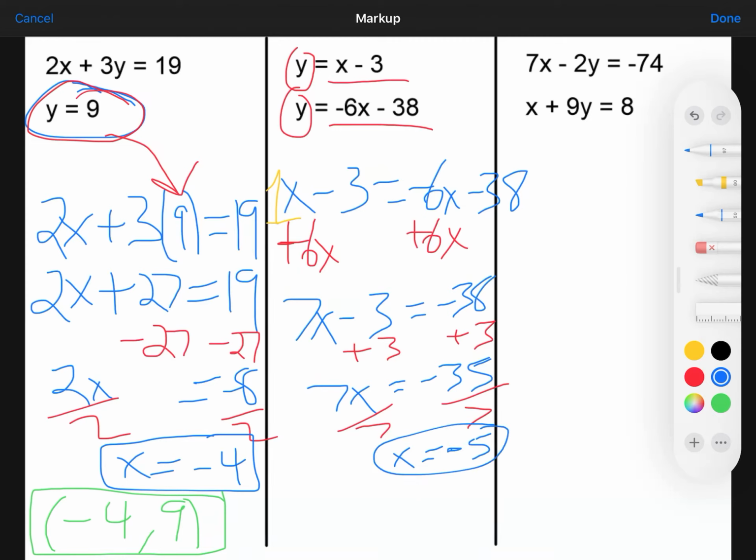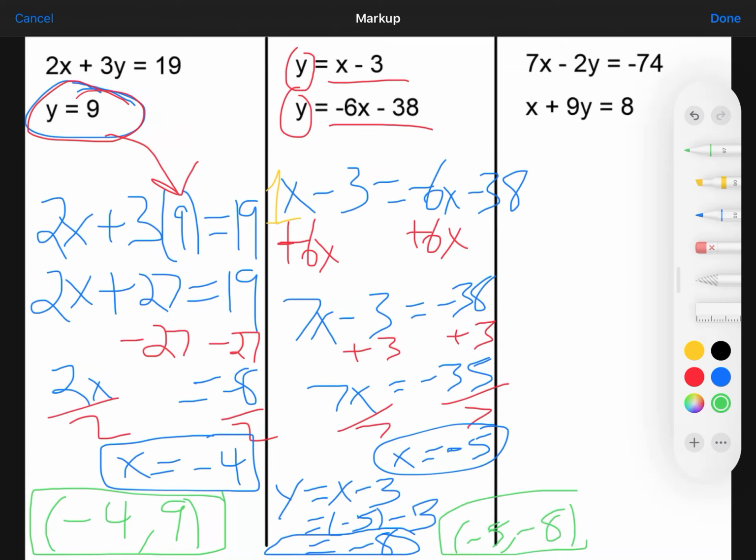After you get your answer for that, what you're going to do is choose either one of your equations. It doesn't matter which one you choose. You'll get the same answer if you plug in negative 5 to either one. I'm going to choose the one that looks easier. Y equals x minus 3. Plug in negative 5. Negative 5 minus 3, being careful of my negative numbers, is negative 8. So you write your answer as an ordered pair. Negative 5, negative 8, and you're done.